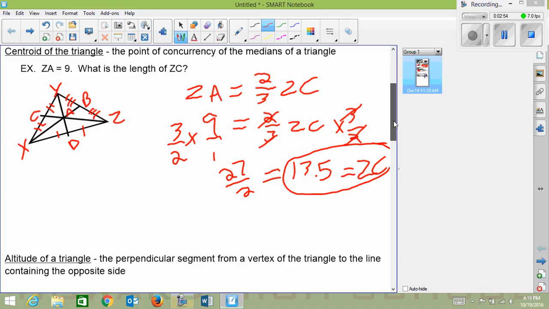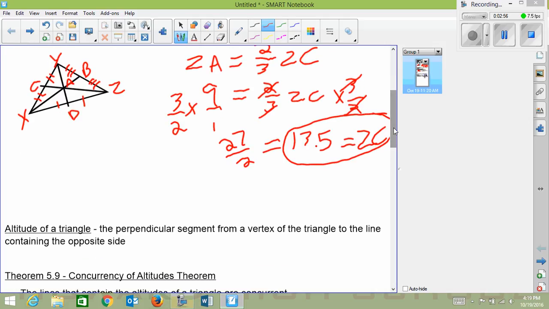The altitude of a triangle is the perpendicular segment from a vertex of the triangle to the line containing the opposite side.